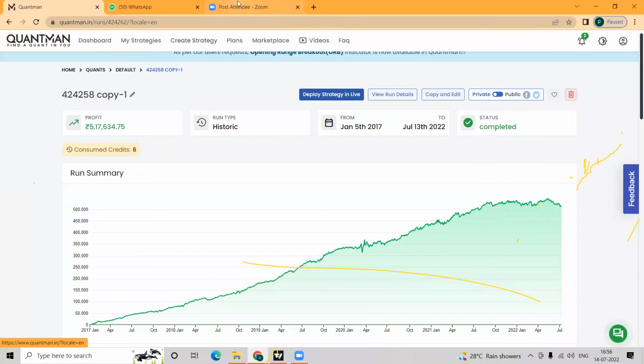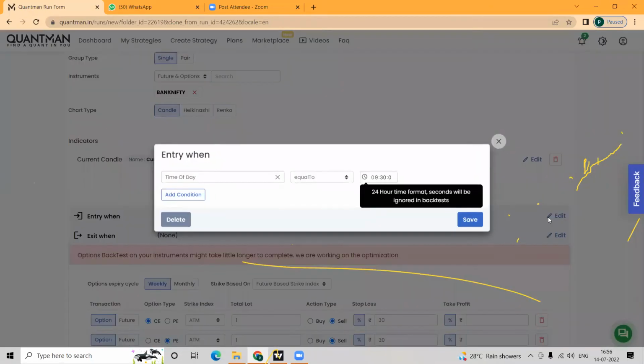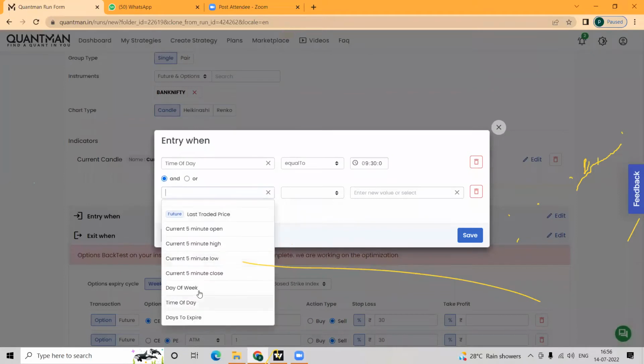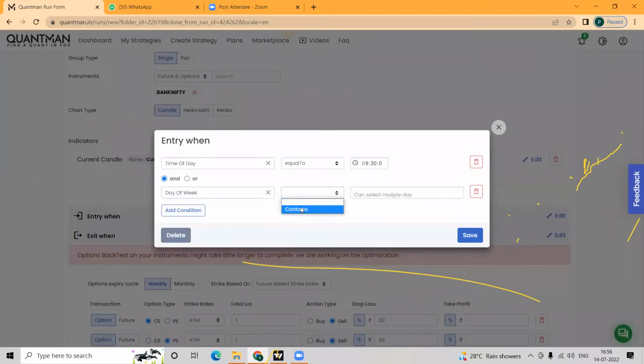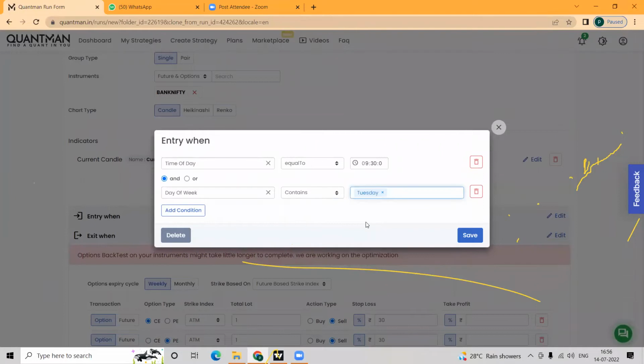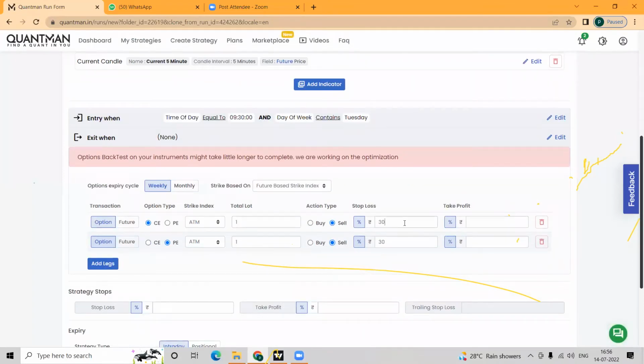How can we do that? There is a button called copy and edit. Just choose copy and edit. Okay. So we know that theta decay will be higher on Tuesdays, Wednesdays, and Thursdays. Then go to add conditions, and choose day of the week contains Tuesday. So every Tuesday we come around 9:30 and sell the call option and put option. Okay, but we remove the stop losses, because for intraday we gave 30%. In positional, we don't give stop losses at all.